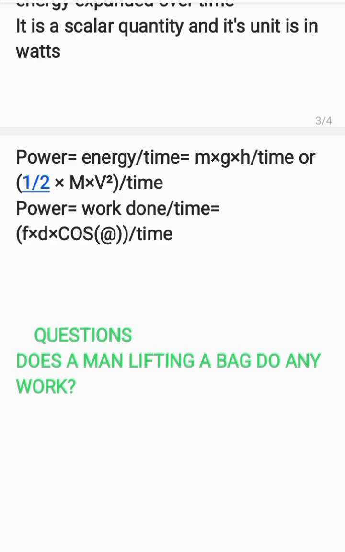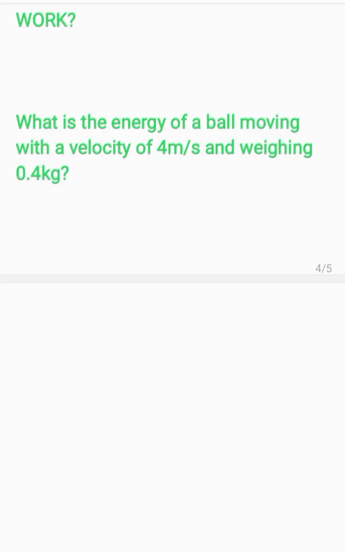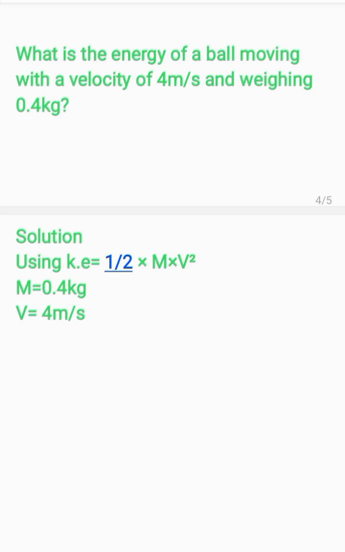Now let us look at another question. What is the energy of a ball moving with a velocity of 4 meters per second and weighing 0.4 kilogram? Now we will use the formula for kinetic energy because the ball is moving, because kinetic energy is the energy possessed by a body by virtue of its motion. Now, using our formula, kinetic energy is equal to half mv squared. We have that the mass is 0.4 kilogram and the velocity is 4 meters per second.